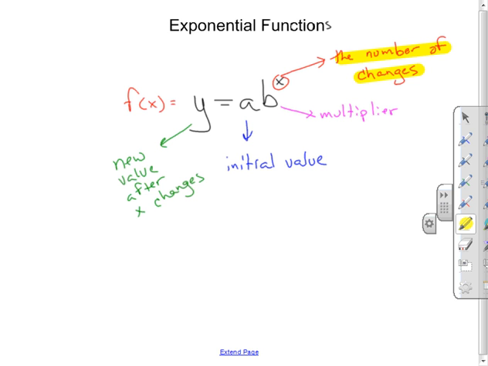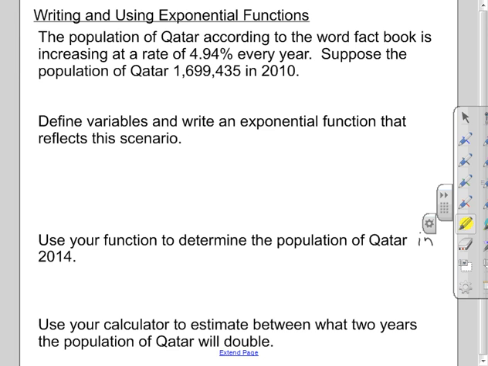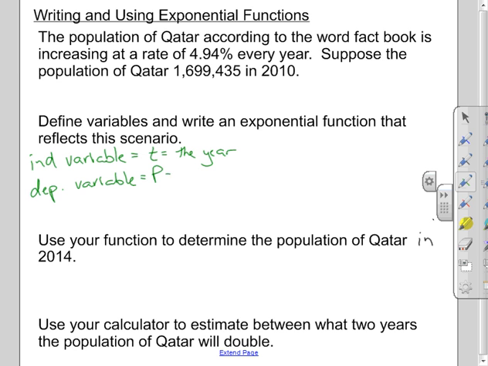You could kind of look at this as the y equals mx plus b for exponential curves. When we think exponential curves, we think this equation. When we think lines, we think y equals mx plus b. So we'll get back here and define variables and write an exponential function that reflects this scenario. Okay? Well, I think the variables I'm going to deal with here are the following. I'm going to make the independent variable the year, and I'm going to call that t. And then I'm going to make the dependent variable equal to capital P, and I'll call that the population.